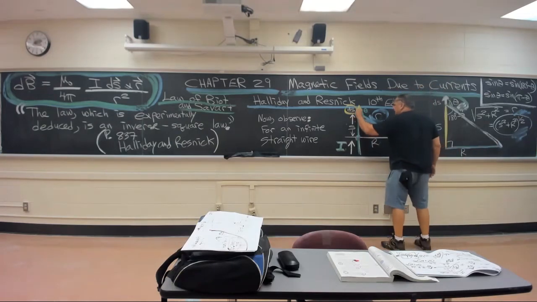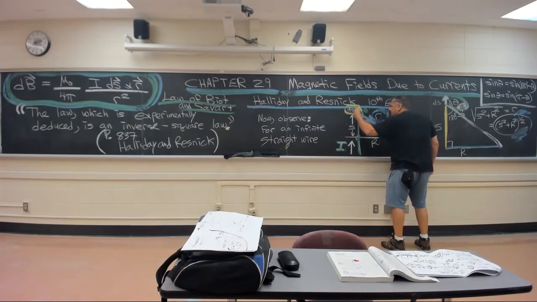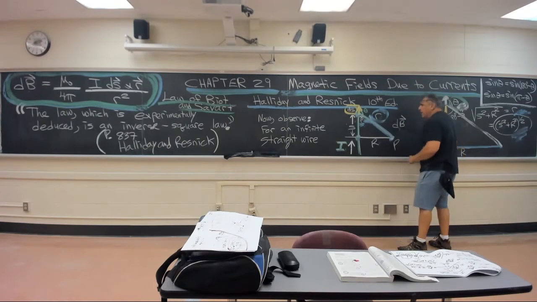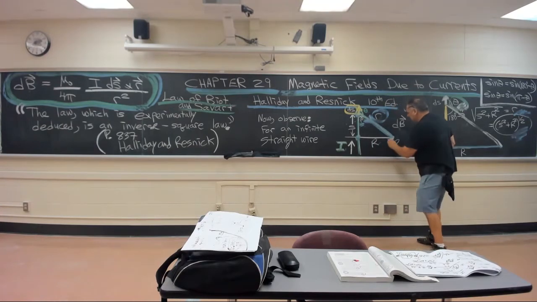Here's ds vector. And again, this is the magnitude of it right here. I'm not calling it a vector, but this is the size of it. And if you want to call it a vector, here it is. Here's the vector. It's ds long. Here it is, ds vector, the whole thing right here. ds vector cross r vector.